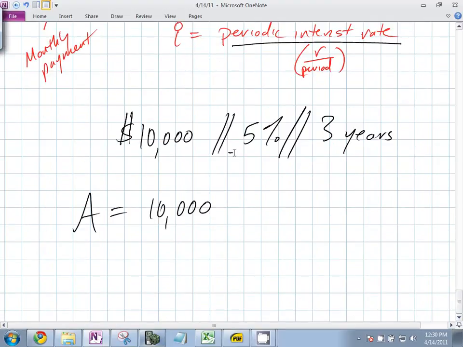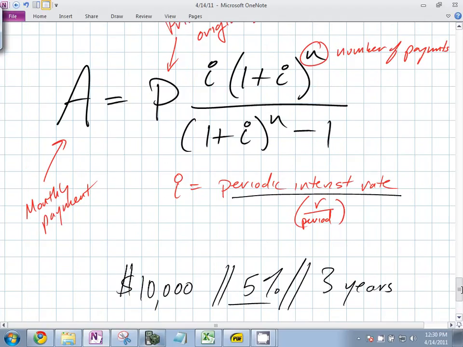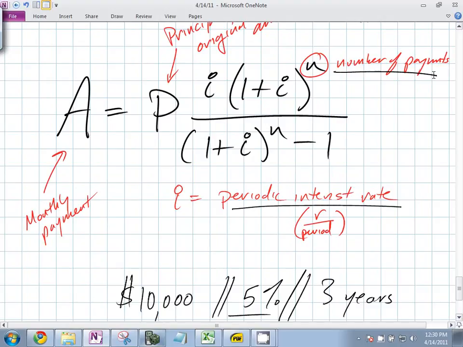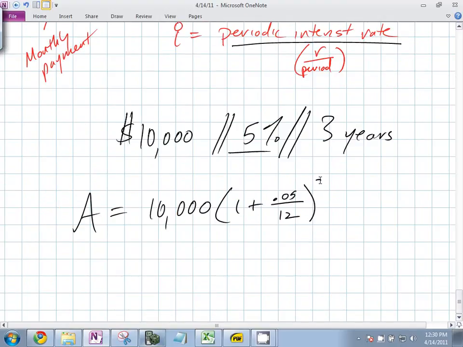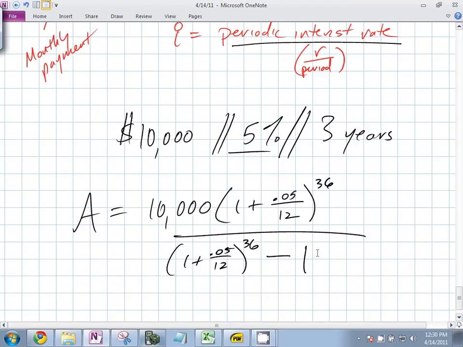We called it 5% for our yearly interest rate. So it's going to be 1 plus 0.05 divided by 12 raised to what power? N is the number of, what did you say? Why did you say 36? How many months in 3 years? 3 times 12. Exactly. Over 1 plus 0.05 divided by 12 to the what power? 36 minus what? 1. This gives you your monthly payment in order to pay this loan off.